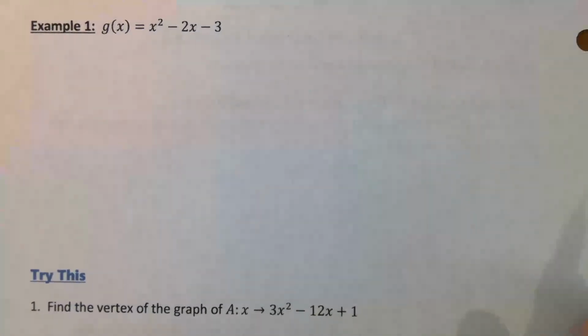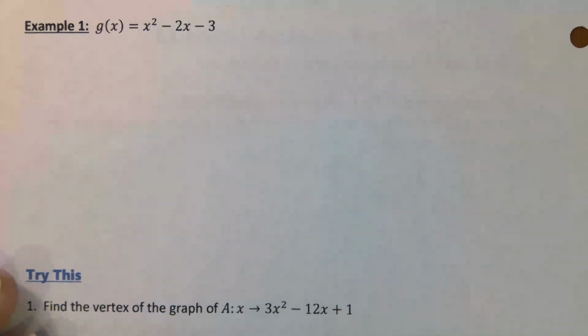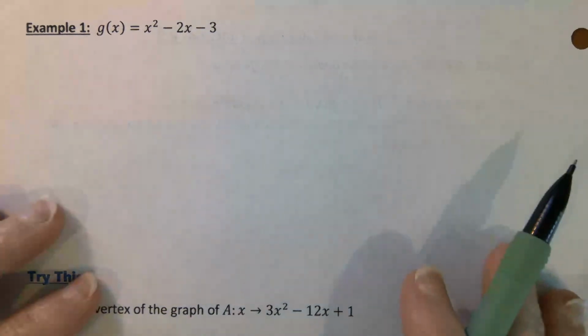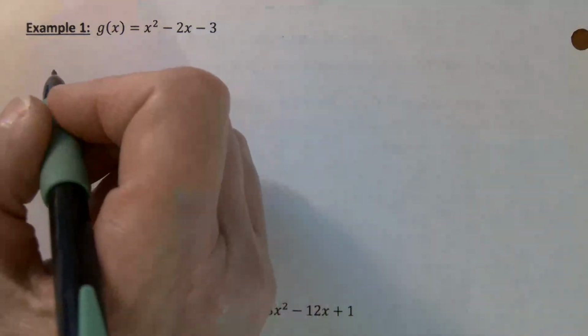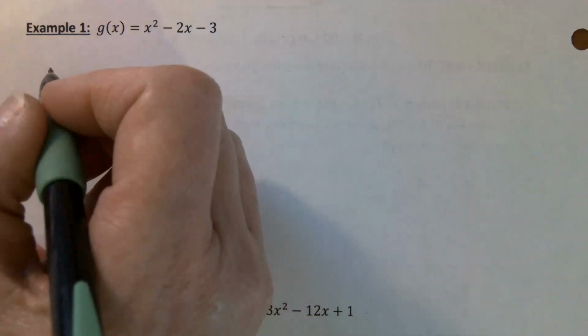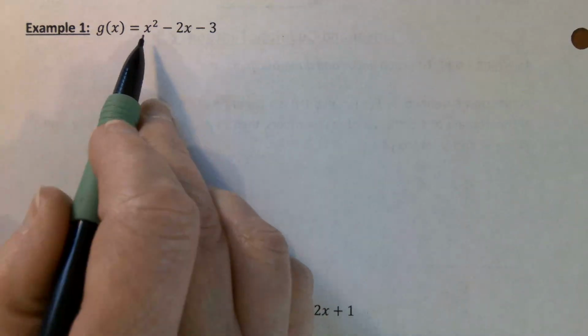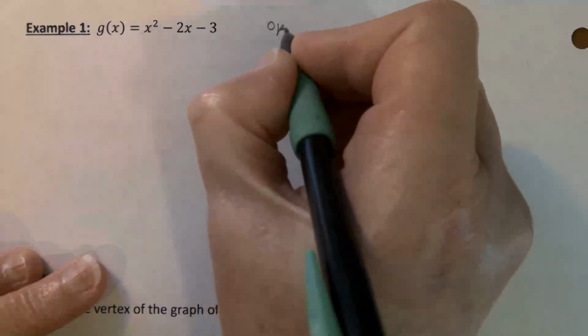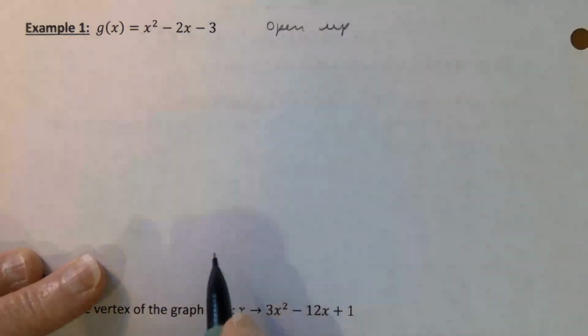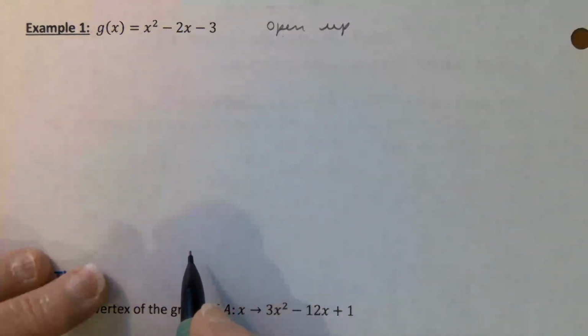All right, so here's my first example. I have g of x is equal to x squared minus 2x minus 3. And I'm going to graph this, okay? And I didn't give you a graph, and I apologize for that. So let's start with finding, first of all, let's determine, does it open up or down? A is just 1, which is positive, so it's going to open up. Okay, that's the first thing. If we know whether it's opening up or down, that's a help right there.